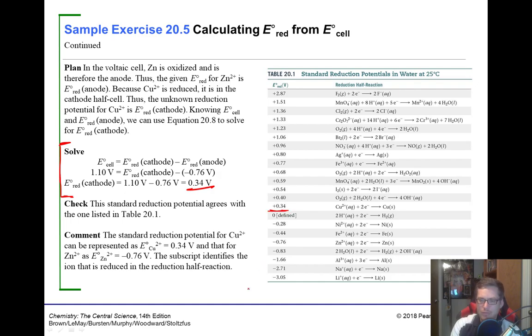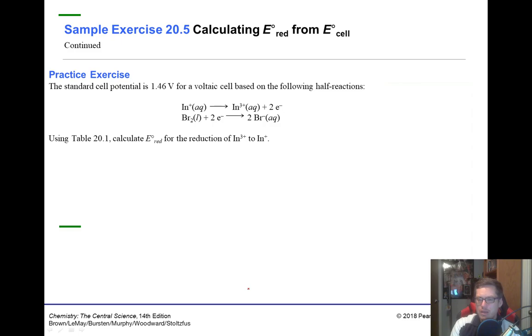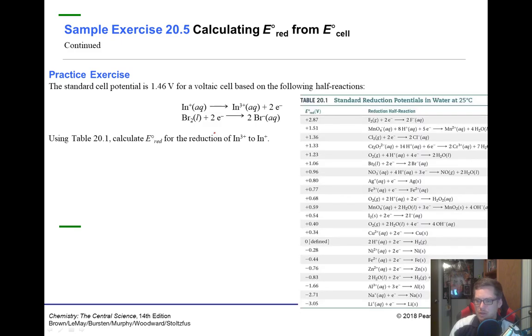We could have looked that up anyway, so why is that helpful? It's right there. For this next example, we're going to do the same idea, but with indium. Indium is not on this chart, so we can use this approach in order to find indium. We know that the standard cell potential is 1.46, and we want to find the reduction potential of indium, In3+ to In+. So 1.46 is equal to the E cell at the cathode minus the E cell at the anode.